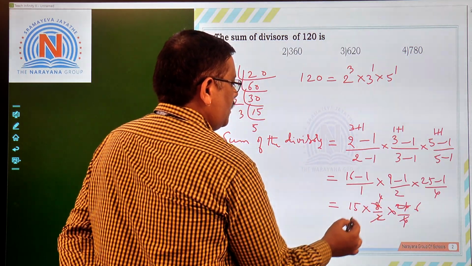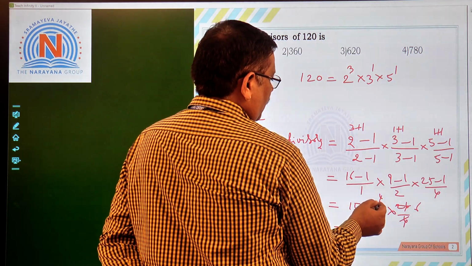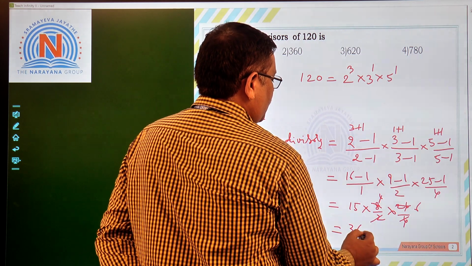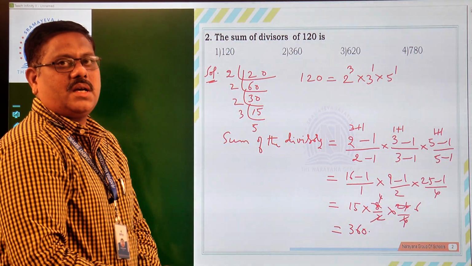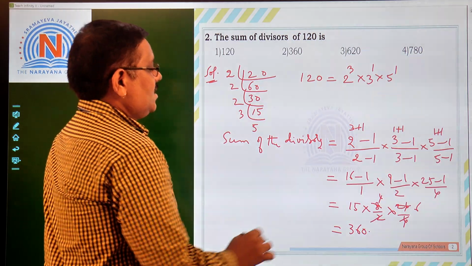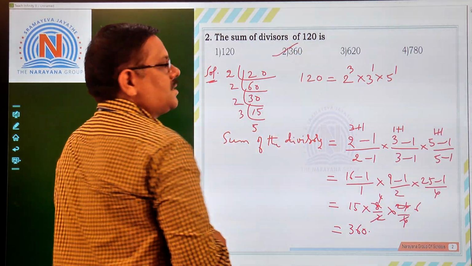So the answer is 15 into 4 into 6, that is 360. 15 fours are 60, 60 times 6 is 360. So out of the given options, the second option is the right answer.